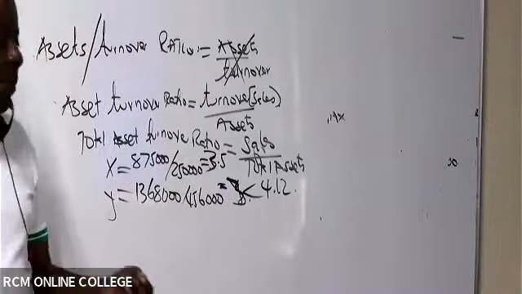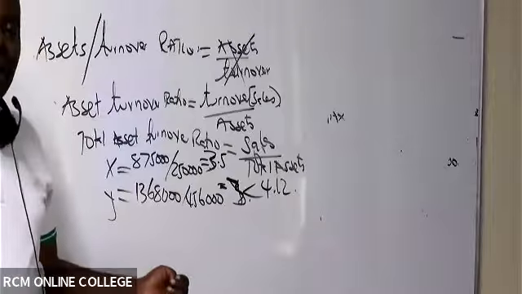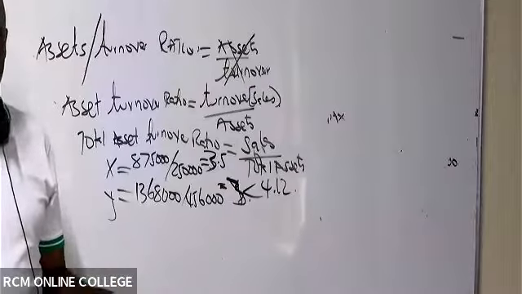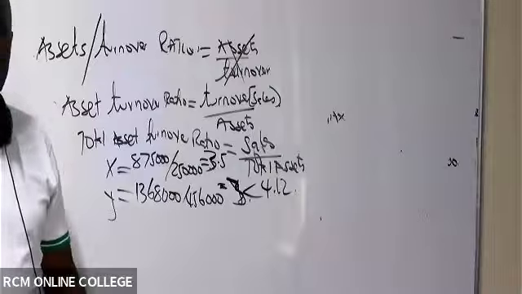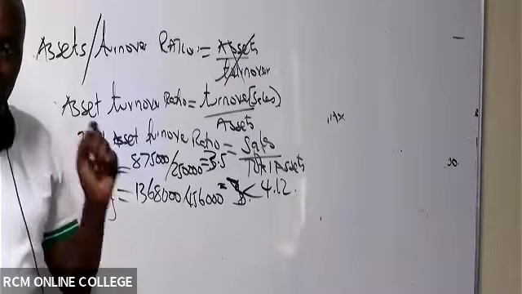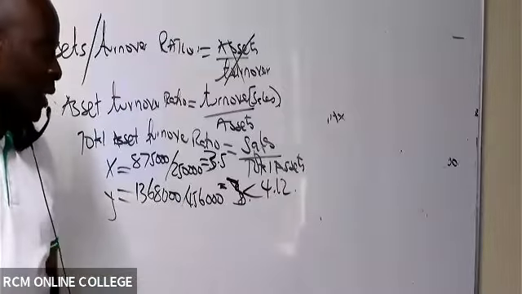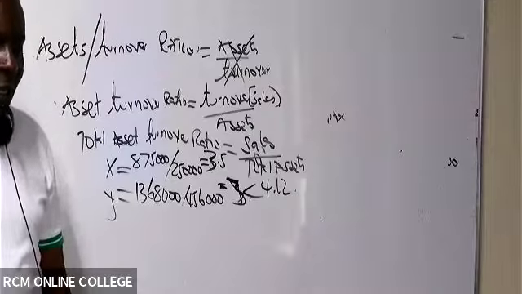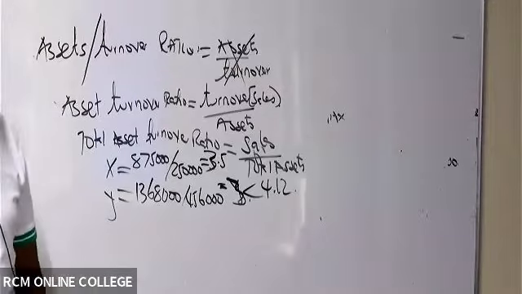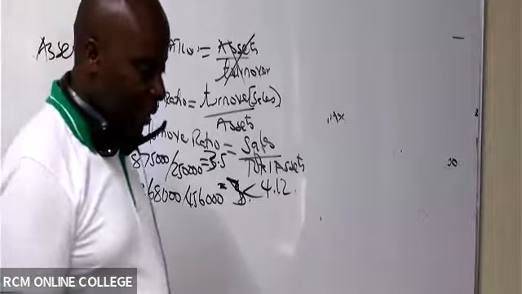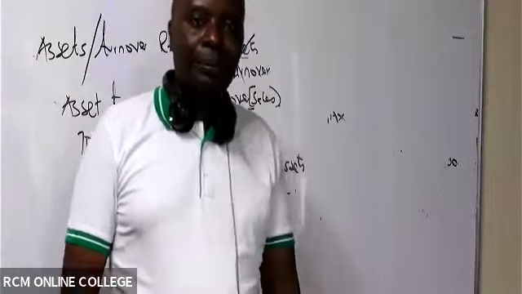So then we should be able to summon the manager of Y and talk to them. Because that's a bad variation. Depending on what you are targeting versus what we have gotten, these are bad variations. This is bad performance. Y has not met its targeted assets turnover.